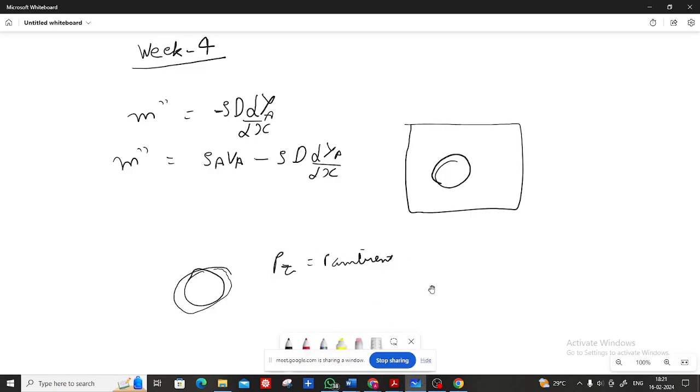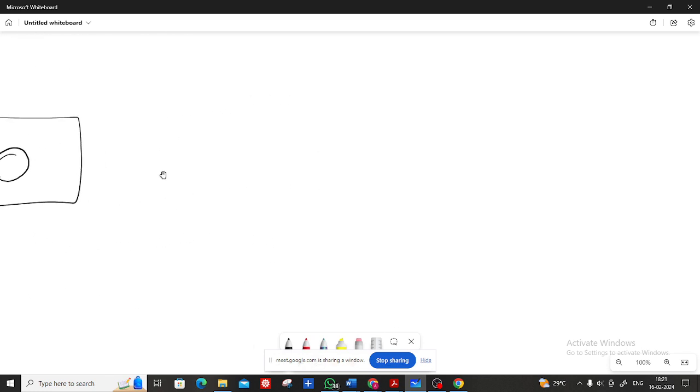Okay, so now consider the case where some droplet is there, and it is evaporating inside a box, and the pressure inside the box is not ambient, it is some different pressure.